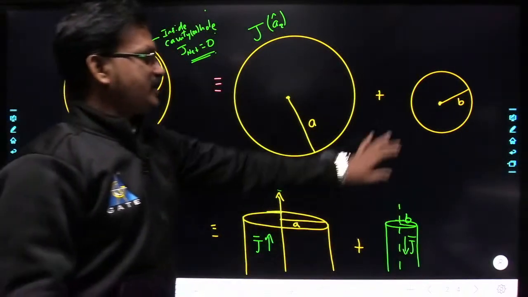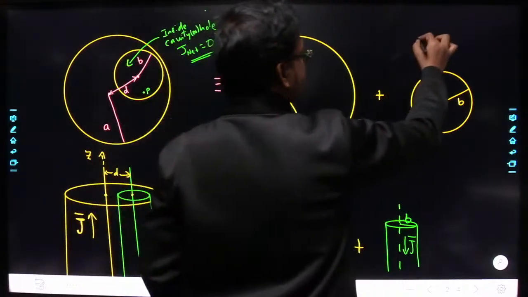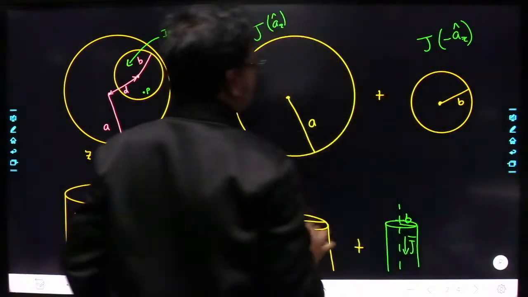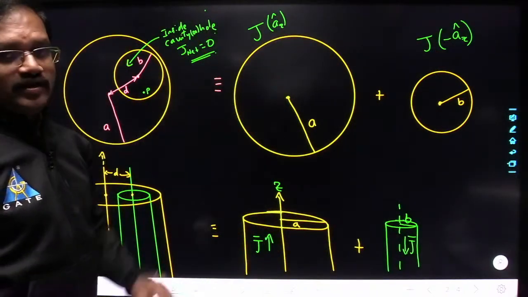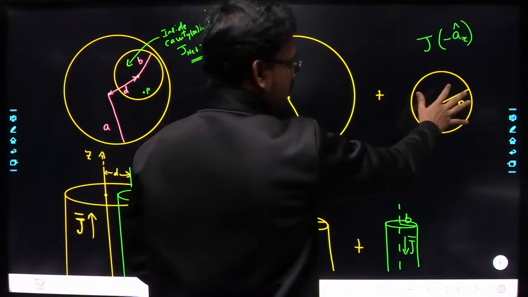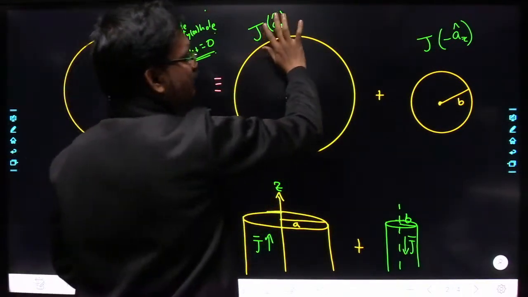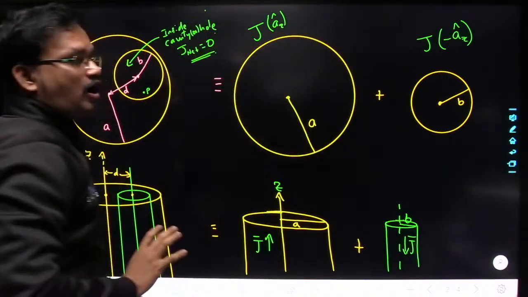Understood? So that means for this wire I can represent it as J_z into minus a_z cap. So the current density of this wire and the current density of this wire are both the same, but they are flowing exactly in opposite directions.